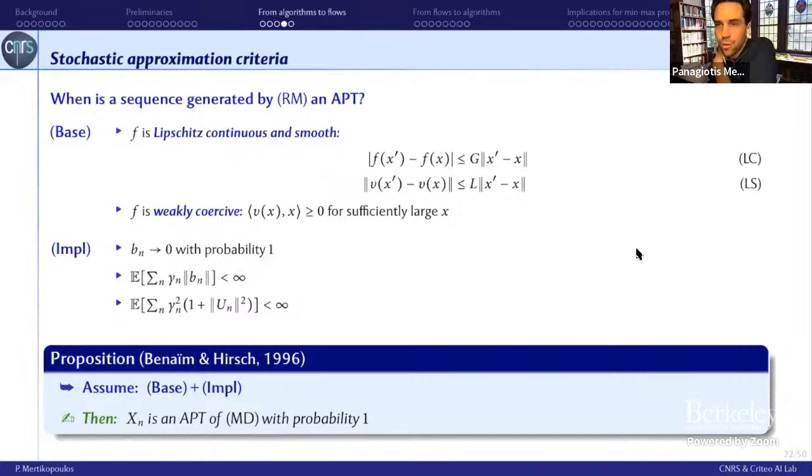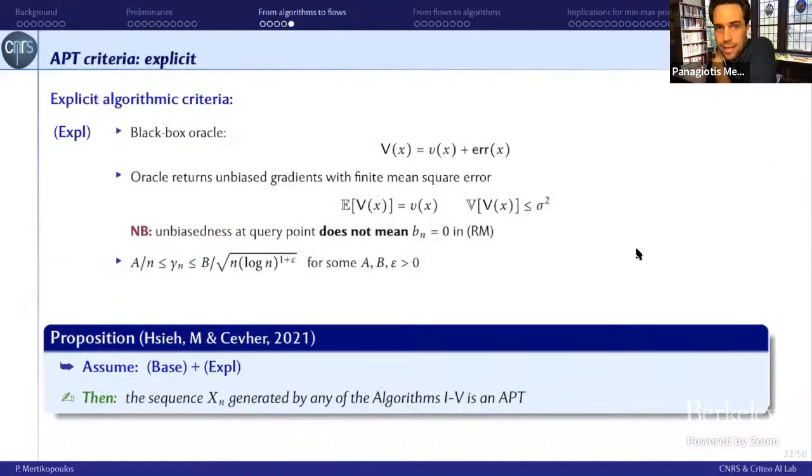So in order to get explicit conditions from this, this is where we need to start using assumptions on the actual oracle that is producing stochastic gradients. Our assumptions here are simply that the oracle is zero mean and returns gradients with finite variance. If we have this type of oracle and any step size between 1 over n and 1 over square root of n, which can be relaxed but is fine for our purposes, then we have the same result, namely that any Robbins-Monro algorithm gives rise to an APT of the mean dynamics. So that's one part of the equation.